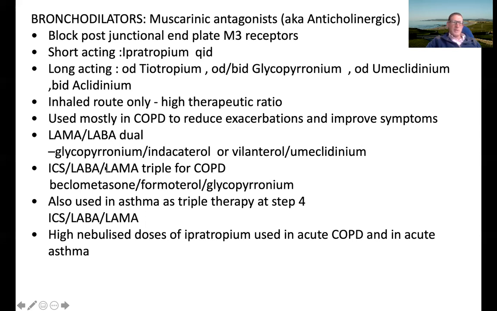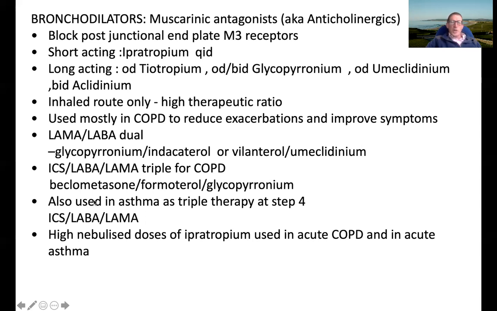You don't need to know the names of these. Or in COPD, if you want to give them with an inhaled steroid, because a patient's got ACO, eosinophilic COPD, then you would give them in combination with an inhaled steroid like beclomethasone. So that would be a triple inhaler.